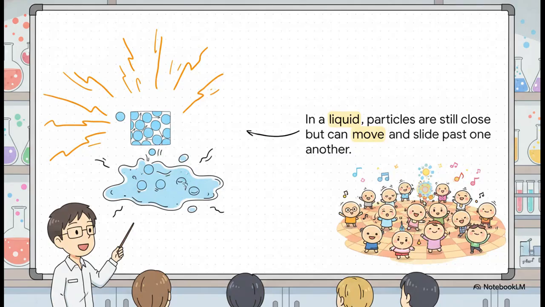Okay, now let's start adding some energy. Let's turn up the heat. Those vibrations get more and more intense until, snap. The particles break free from that rigid structure. And boom, you're in the liquid state. The marching band is over, now it's more like a crowded dance floor. Everyone's still packed in close, but now they can move around, sliding and flowing past each other.